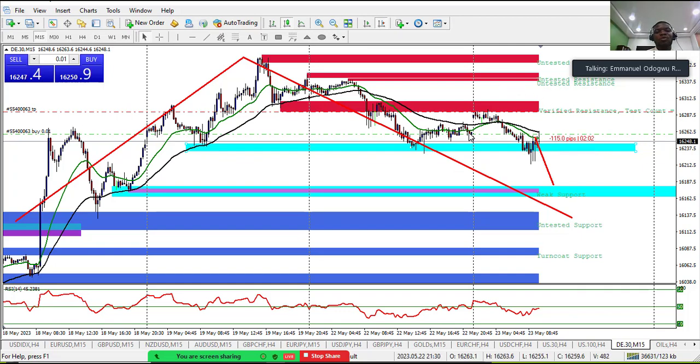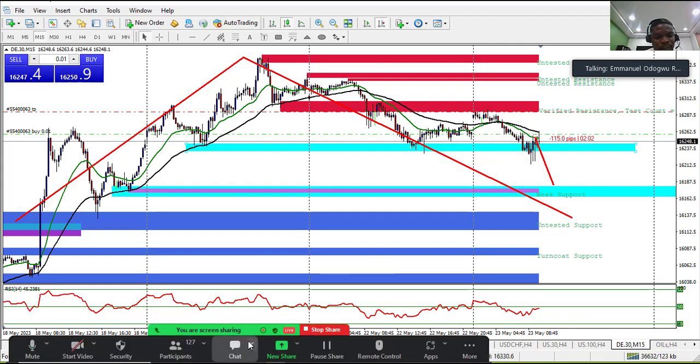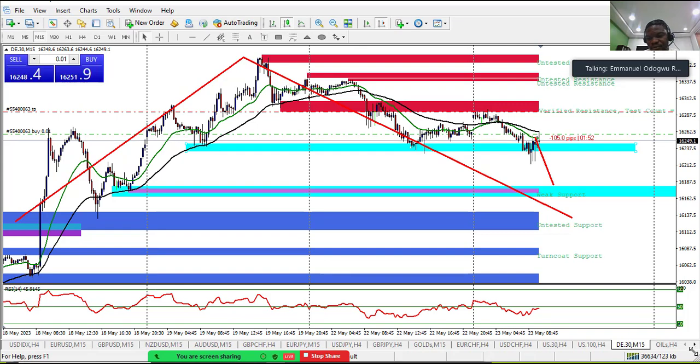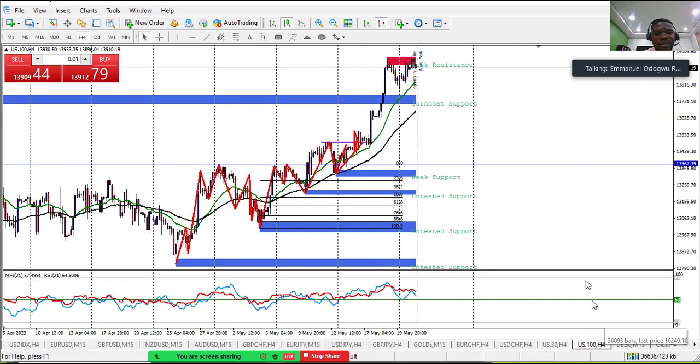I saw a gap pump towards the upside. Now that's for DE30. What else again? US 100 quickly. We're already behind time, but let's do US 100 very fast.